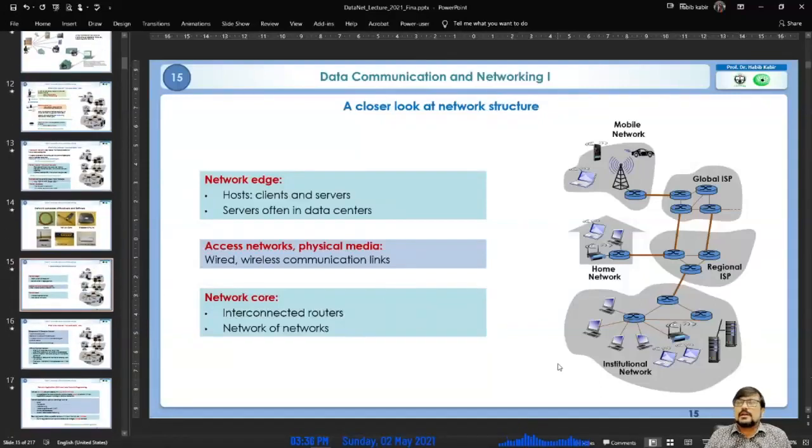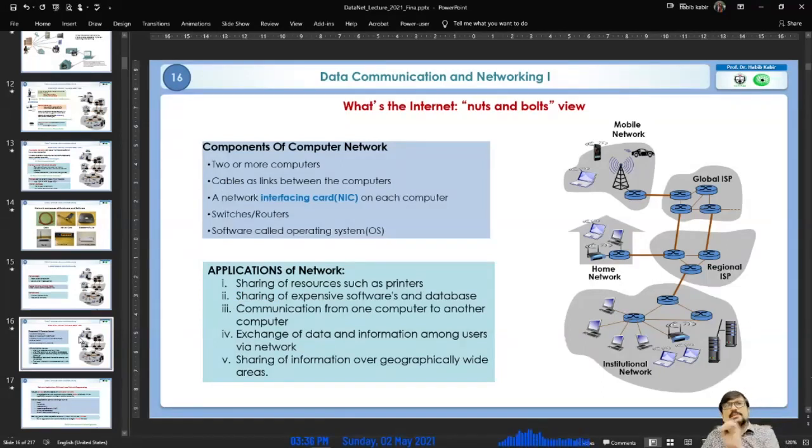So these are our last classes. I believe that you understood all of them perfectly. Now I just want to say that whatever you have learned, I wrote everything down. The components of a computer network should be two or more computers, whatever we learned, then cables or links between the computers, then a network interface card. You may have a computing device, but you may not have Wi-Fi or Bluetooth or any network interface.